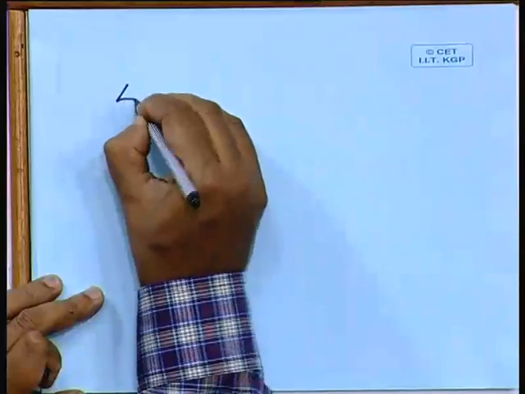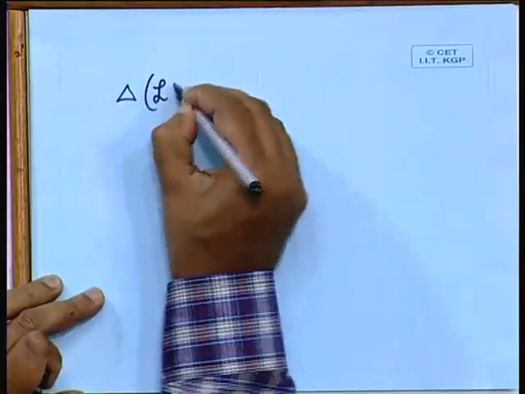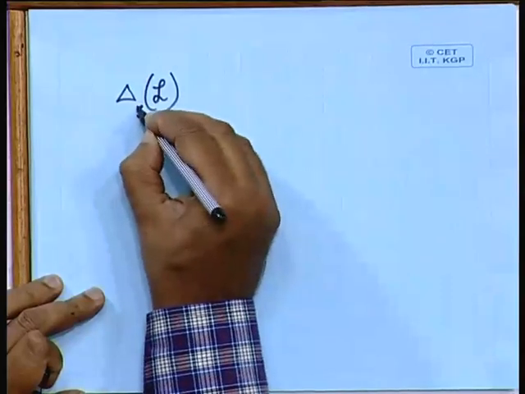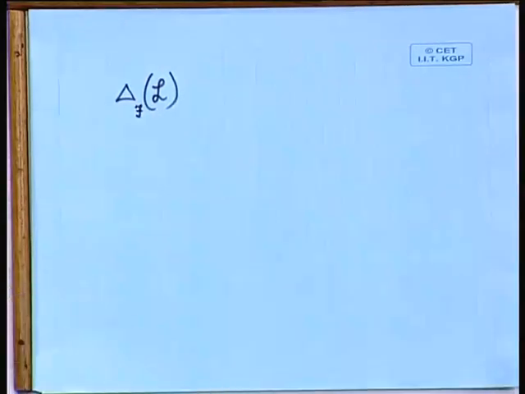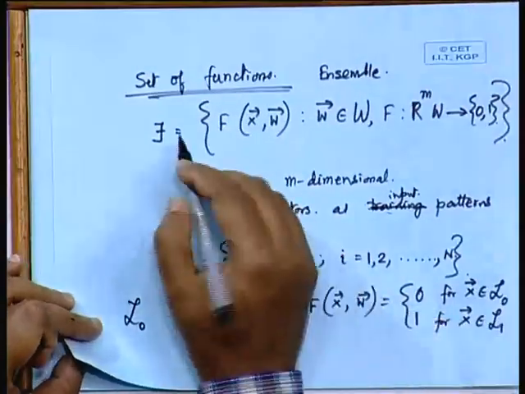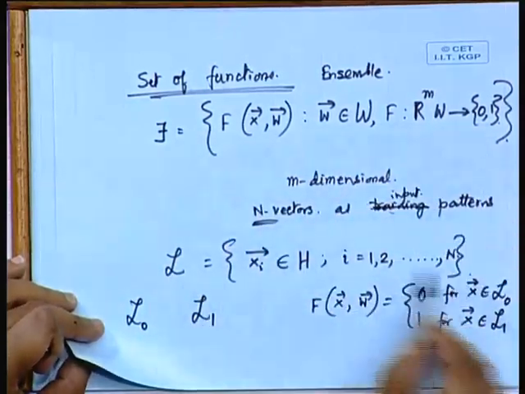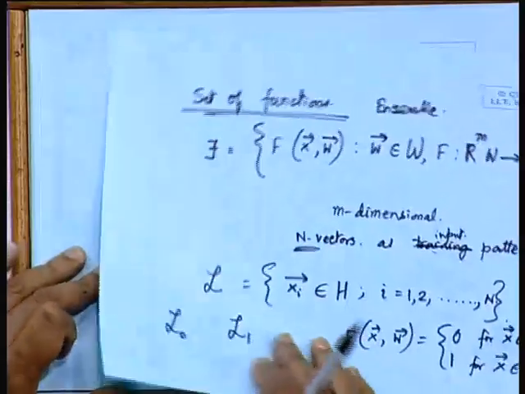But let us now formalize the definition. Now, let us say delta of L, with suffix f. Again, let us go back to our definition. I think that now this definition will not seem to be very abstract, because this is now a set of all dichotomies, and this is the set of input patterns. So, this is very clear.